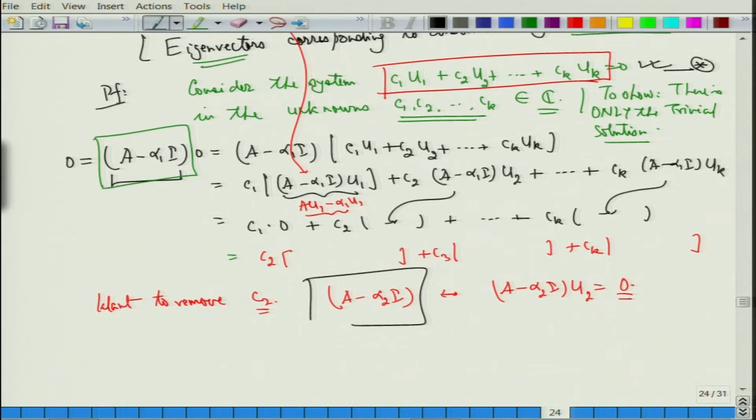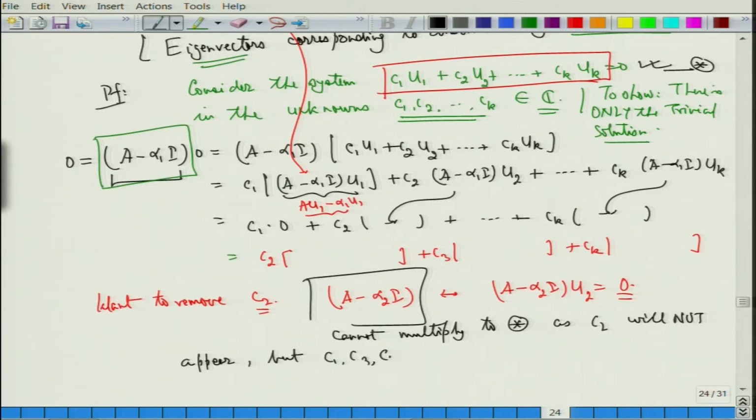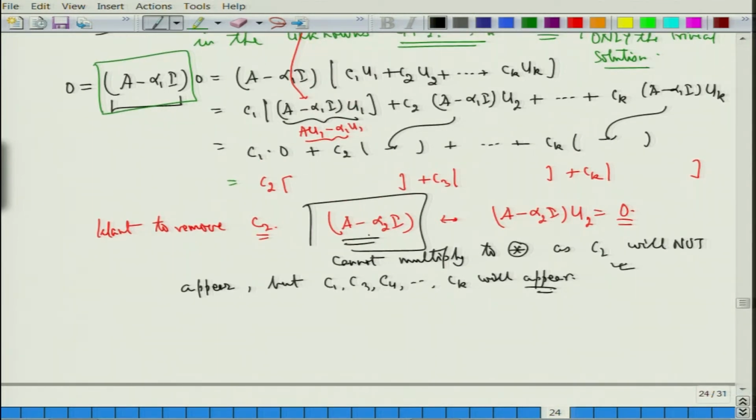but I cannot multiply to the first one. The star cannot multiply to a star, as C2 will not appear, but C1, C3, C4 till CK will appear, all right. So what happens is that I can kill C2, but I cannot kill C1, all right. So that's the problem. So what I would like to understand is, can I multiply this to the equation that I have got here, which is, say, double star for me, all right.